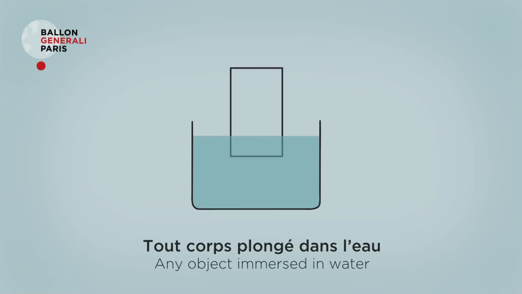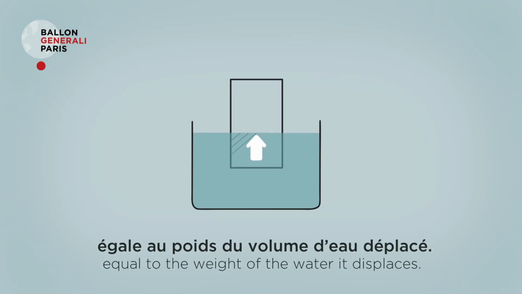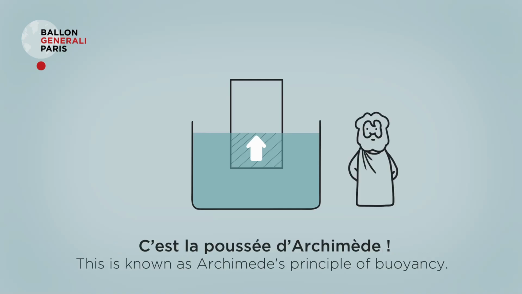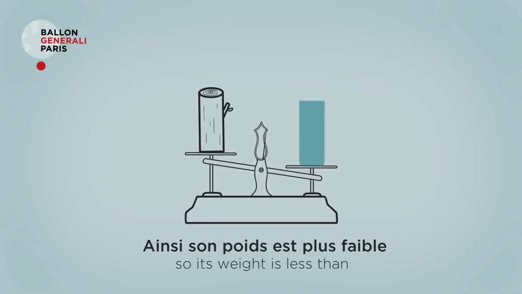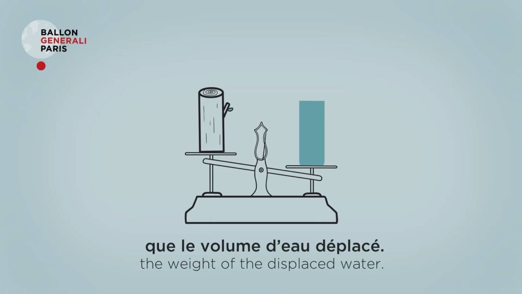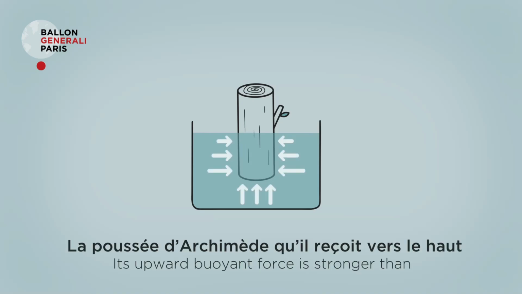Any object immersed in water experiences an upward vertical force equal to the weight of the water it displaces. This is known as Archimedes' principle of buoyancy. Wood, for example, is less dense than water, so its weight is less than the weight of the displaced water. That's why it floats. Its upward buoyant force is stronger than its downward weight.